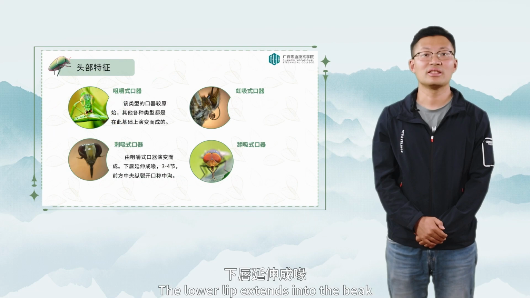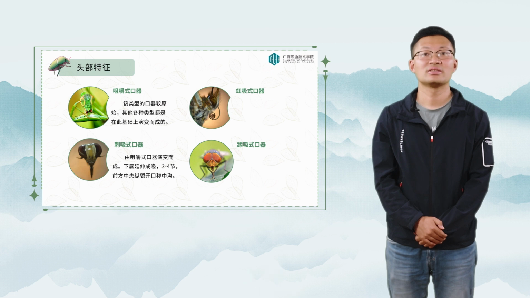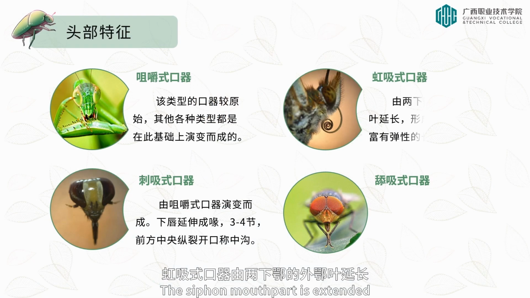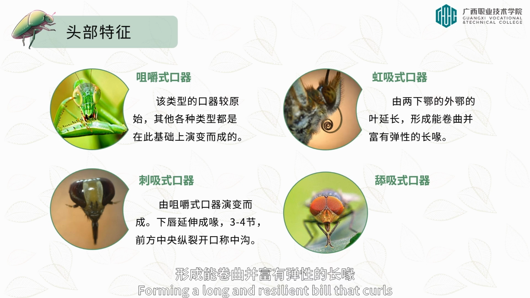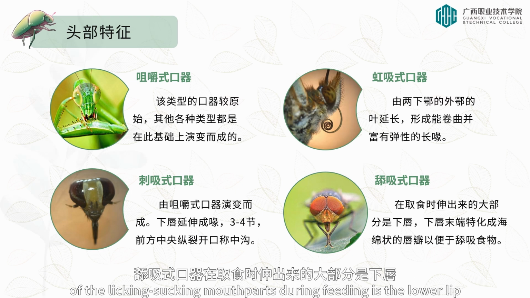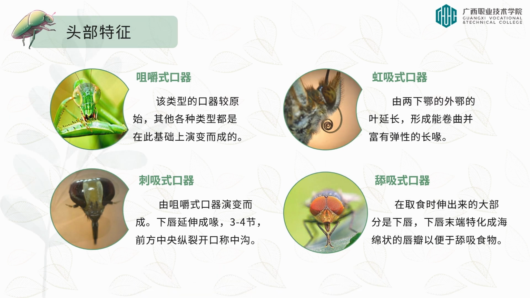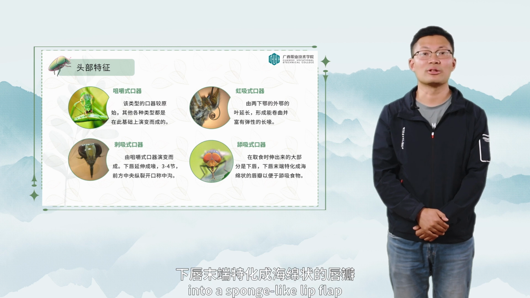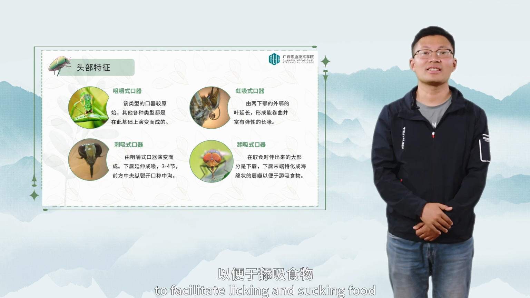The lower lip extends into the beak, of 3 to 4 sections. The anterior central longitudinal fissure opening is called the sulcus. The siphoning mouthpart is extended by the outer lobe of the lower jaw, forming a long and resilient proboscis that curves. Most of the extension of the licking-sucking mouthparts during feeding is the lower lip. The end of the lower lip is specialized into a sponge-like lip flap to facilitate licking and sucking food.